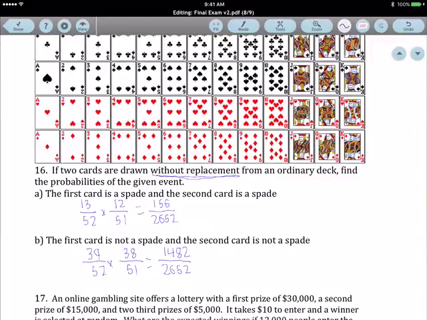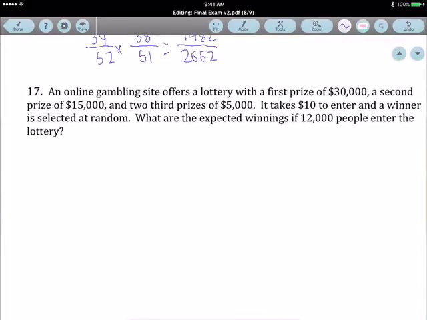The next one actually is one from the first section of chapter 9, an expected value problem. So here it says an online gambling site offers a lottery with a first prize of $30,000. So that's the first thing you can do is win $30,000. A second prize of $15,000. So there's one prize of $15,000. And then 2 third prizes of $5,000. All right. So it says it takes $10 to enter and a winner is selected at random. What are the expected winnings if 12,000 people enter the lottery?